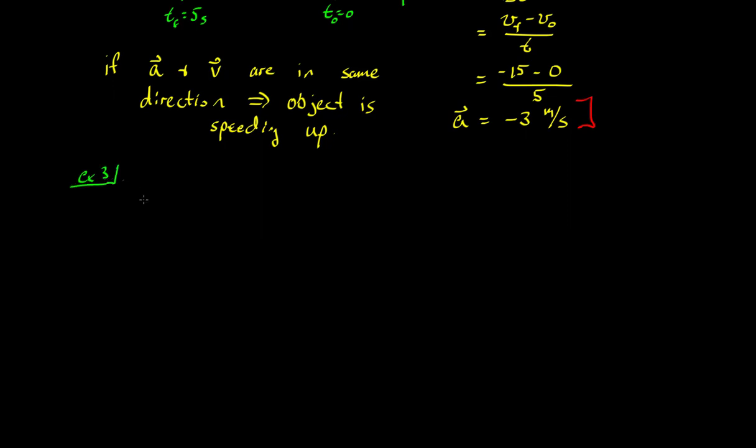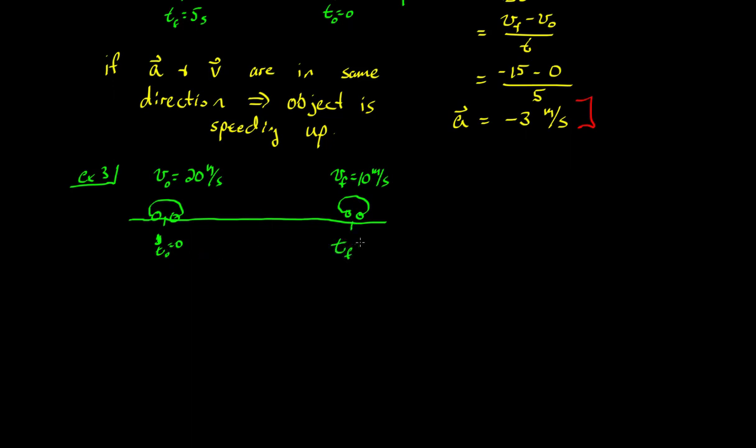So example 3. So now the object, the car starts with a velocity of 20 meters per second. And then it slows down. I'm not going to do 0. It's not going to stop. Let's just slow it down. Its final velocity is 10 meters per second. So the object has slowed down. And let's say this happens over, no, let's do 5 seconds. So time here would be 0, and then here would be 5 seconds.